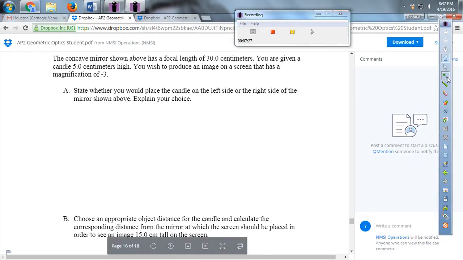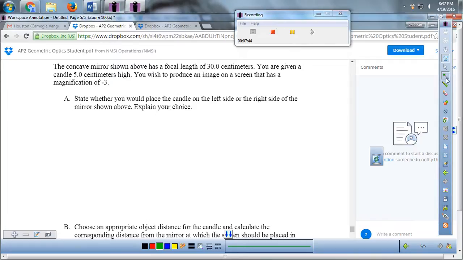So this next one says, the concave mirror shown above has a focal length of 30 centimeters. You're given a candle 5 centimeters tall. You wish to produce an image on a screen that has a magnification of -3. State whether you would place the candle on the left side or right side of the mirror shown above and explain your choice.